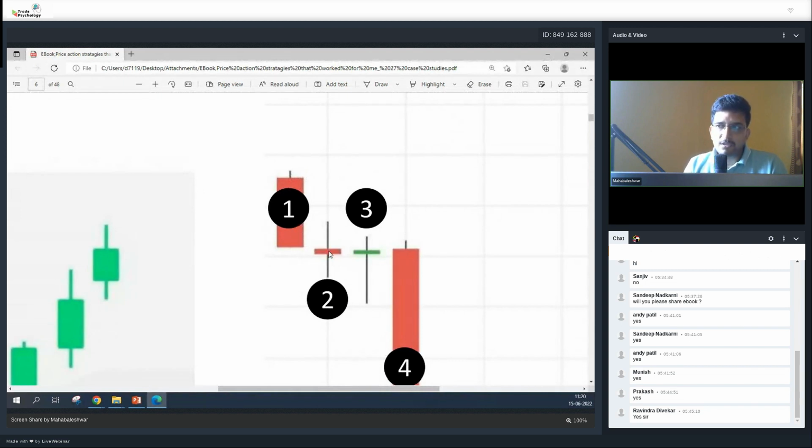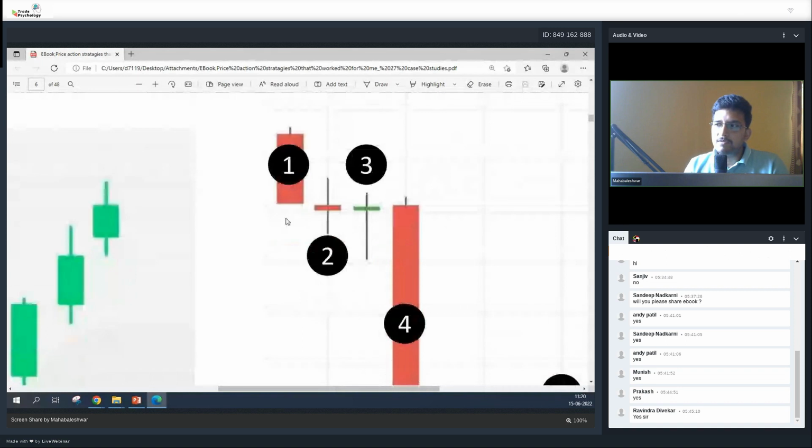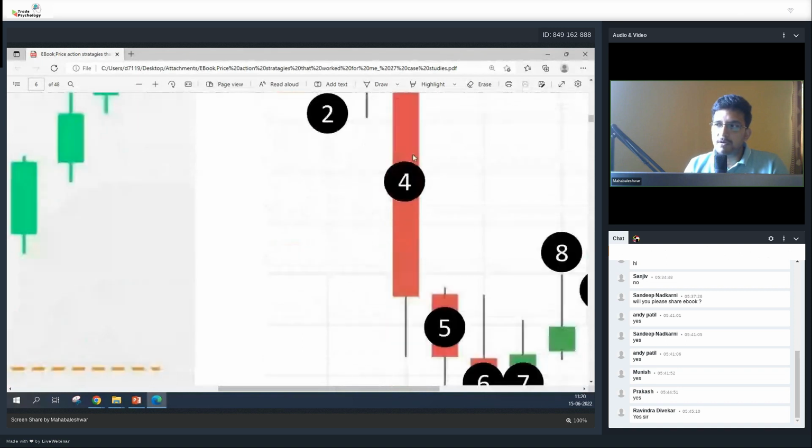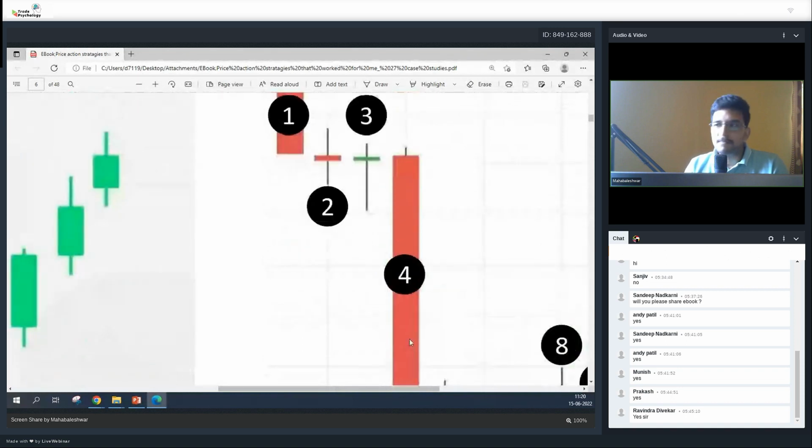The second was a doji. It was indecision. The third was also a doji. The doji means there is no clear direction. But this candle size is indicating there is a bearish trend. In the coming third or fourth candle, you saw the sharp red candle. You can see the size of the candle is huge.